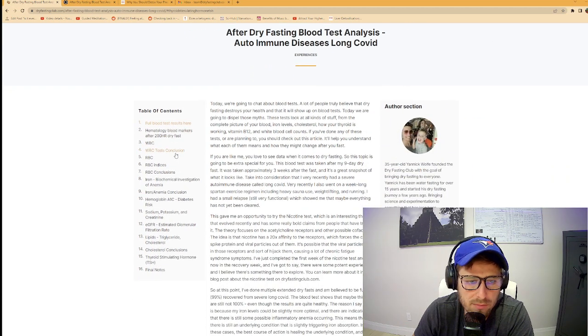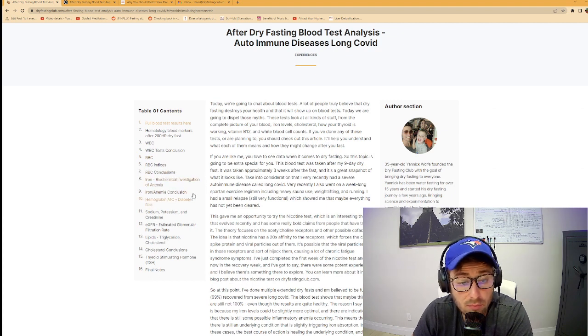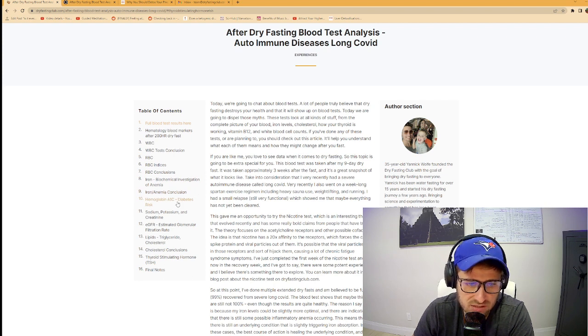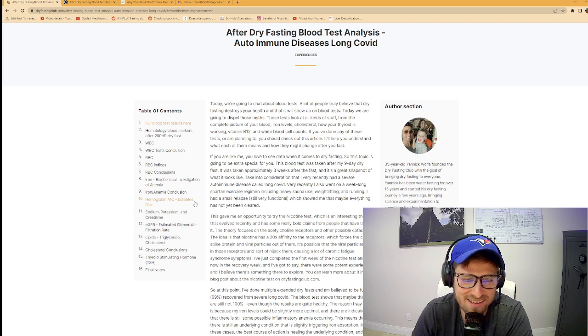So we're going to skip white blood cells. We're going to skip red blood cells. We're going to skip the iron investigation. We're going to skip hemoglobin A1C, which is the diabetes marker, arguably one of the best ones that you can check. And just gonna put this out there, my A1C is at perfection at 5.2. That's the exact number I would be looking for if you're looking for perfection.